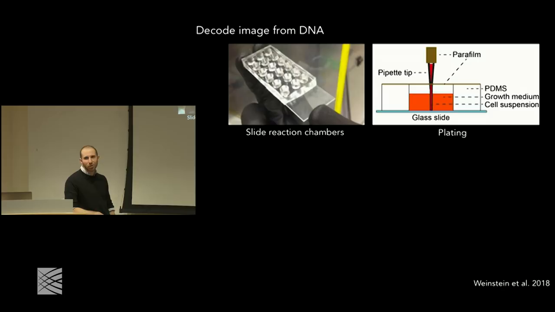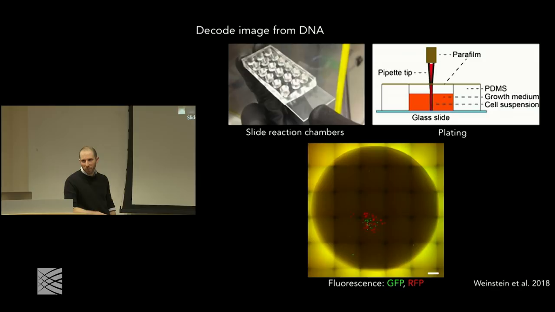And then using this low-tech setup, it's possible to get a very small group of cells to just plate at the bottom of one of these wells here. You can see that you have a little pipette tip with some parafilm on top, and that allows you to get this little localized pattern down here of these cells. And what we're going to do is perform the DNA microscopy experiment on it.